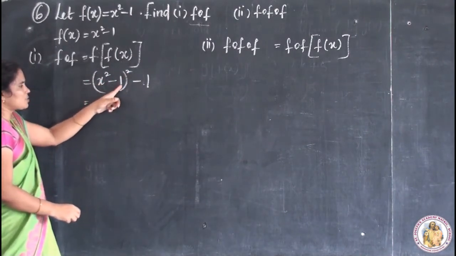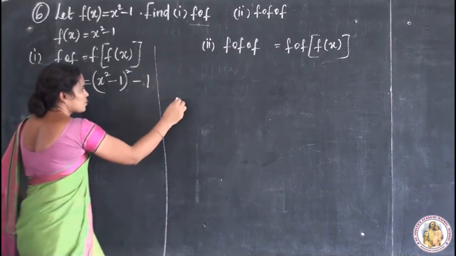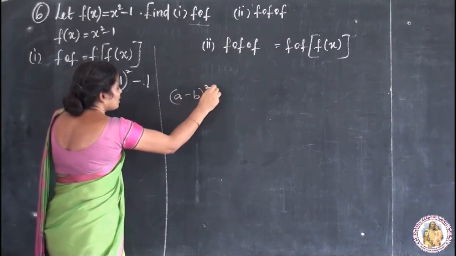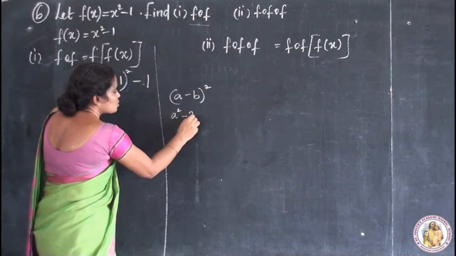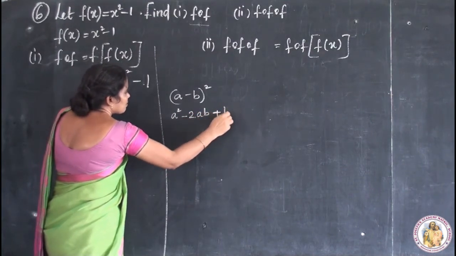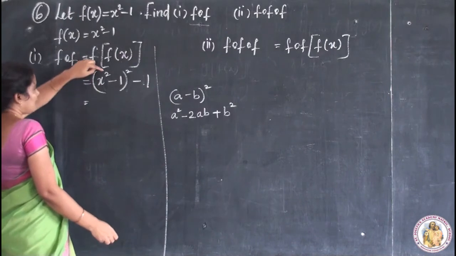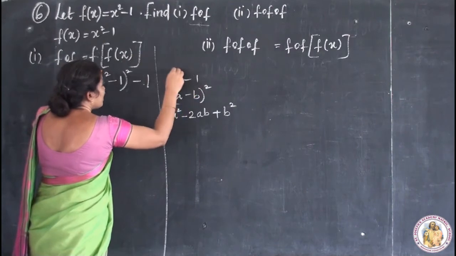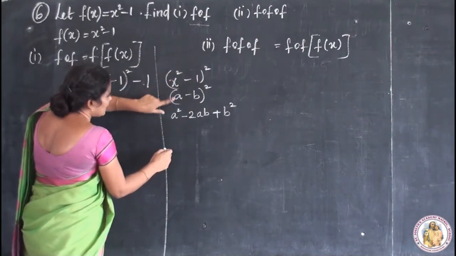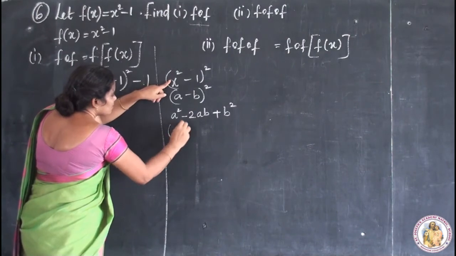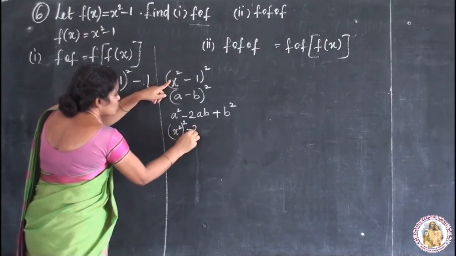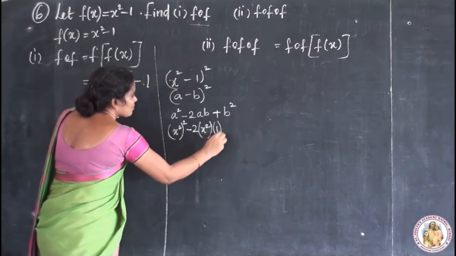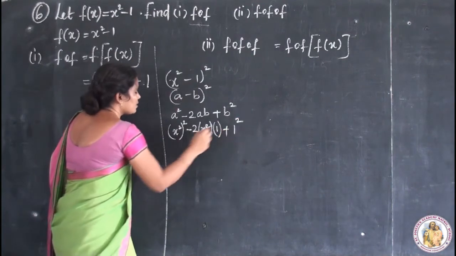(a minus b) whole square is a square minus 2ab plus b square. Here we have for a it is x square, so (x square minus 1) whole square. Taking a as x square, what is a? A is x square. And what is b? b is 1, plus b square, that is 1 square.